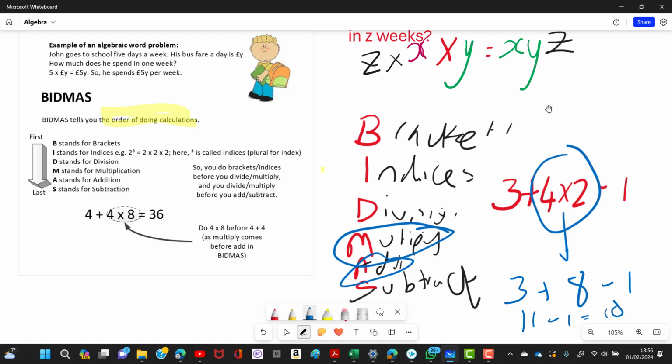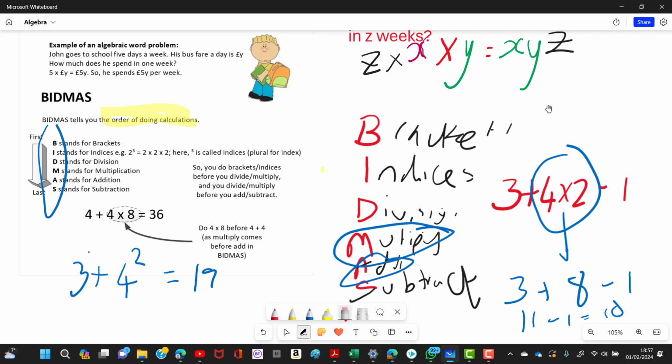Just make sure you memorize this. I think we do one more. So 3 plus 4 squared. We do 4 squared because that's the indices. 4 squared is 16. 16 plus 3 is 19.